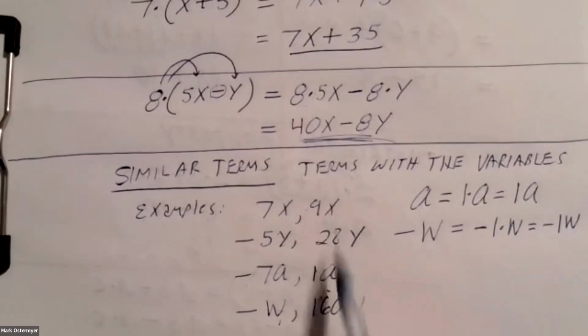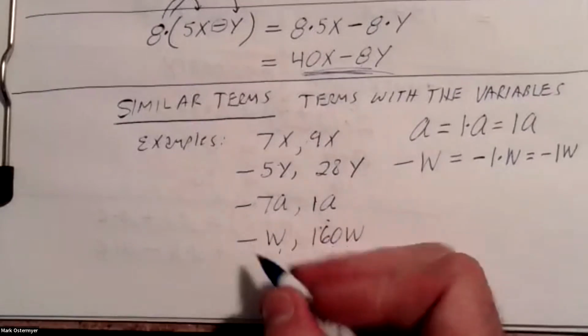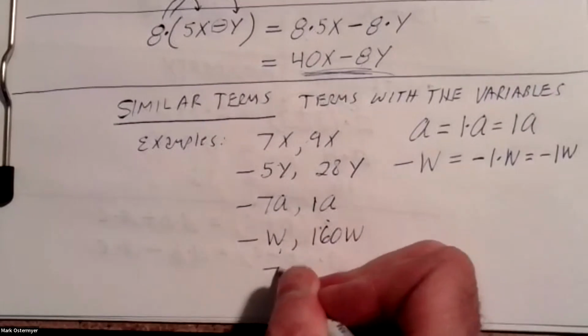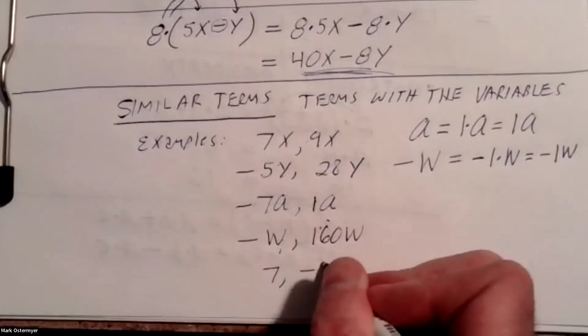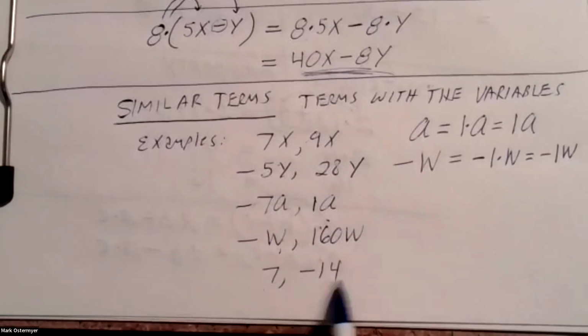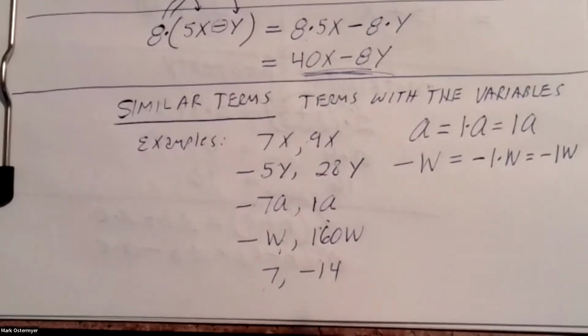These are all similar terms there. Okay? All similar terms. Technically, any two real numbers are similar terms. I know this seems weird, but like 7 and -14, these are similar terms. Think of them as being similar terms because they both don't have any variable attached to them. That's why they're similar terms. Maybe think of it that way, okay?